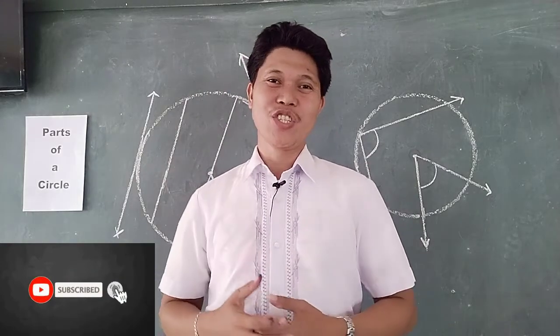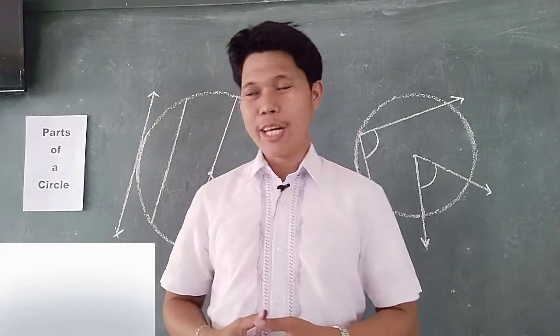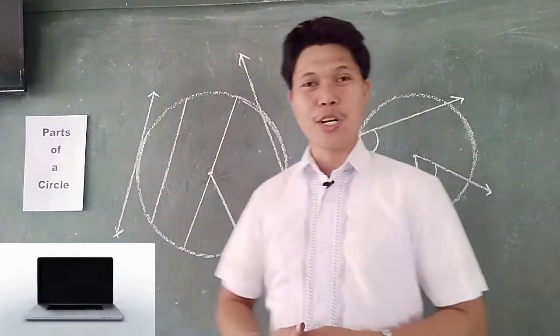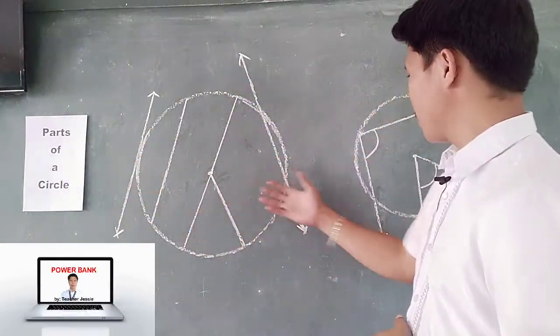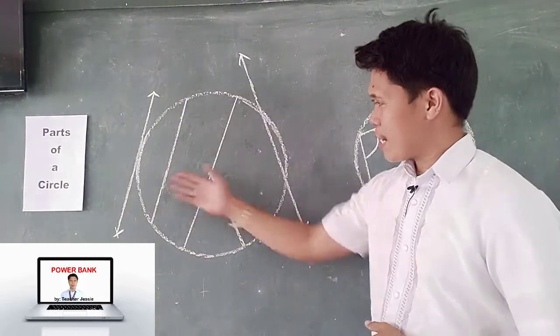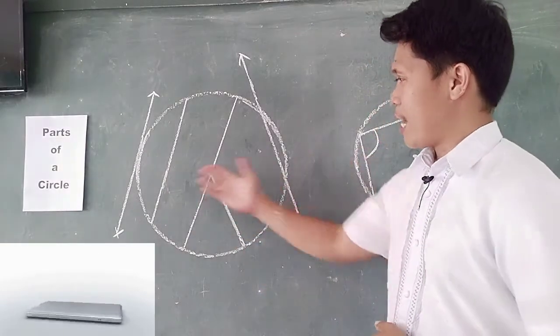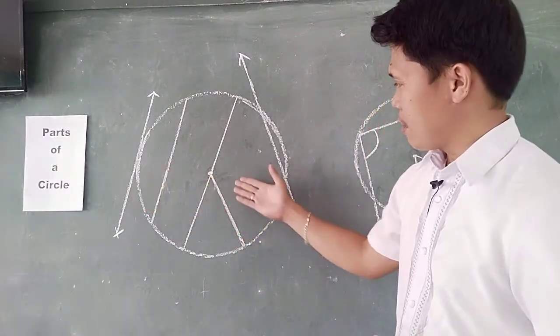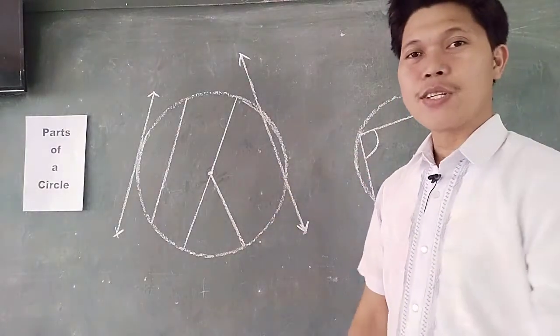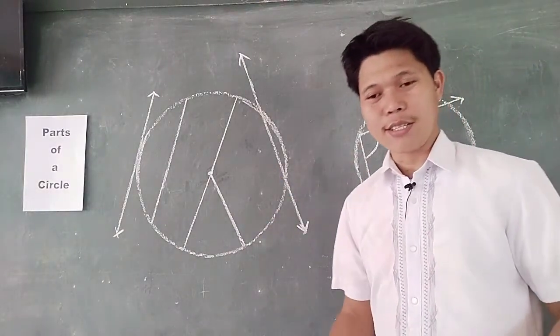Once again, this is Teacher Jesse at ang tuturo ko sa inyo ngayon ay ang tungkol sa mga different parts of a circle. So meron tayong dalawang circles dito at iisa-isahin natin ang mga bahagi nito. Like for example, these lines and the angles. Let's start with the different lines.